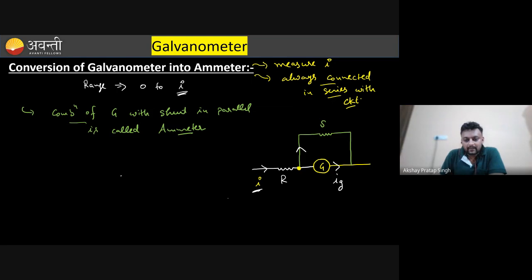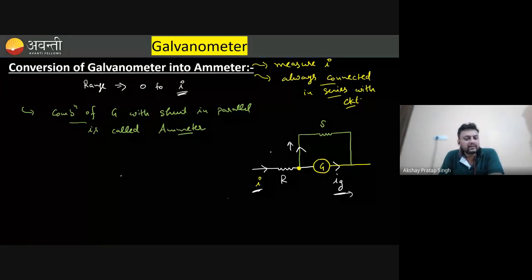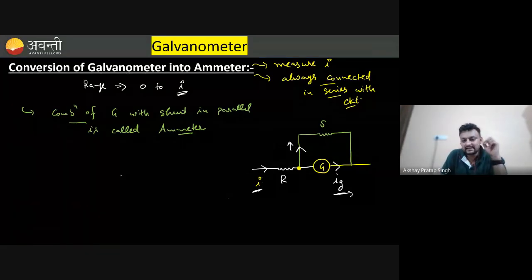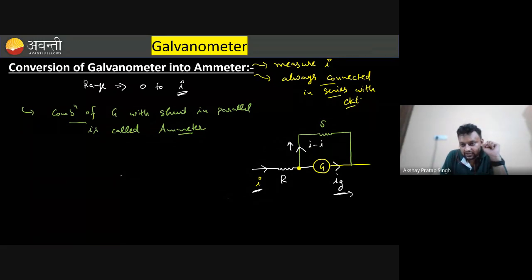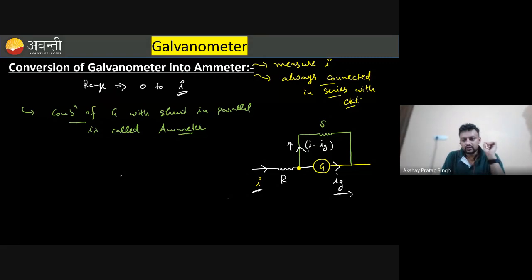What I was asking is this: the current I is entering from this point, and IG is going in this direction. Then how much current will move in the other direction? You can apply KCL, and you will find this current as I minus IG. I hope you remember KCL, Kirchhoff's current law, or the junction law. I minus IG is the current.